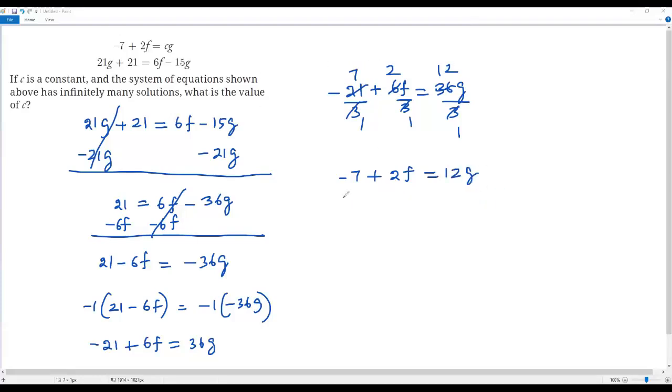Now let me take the first equation over here: -7 + 2f = cg. Now we have both equations in the same form, and since the system has infinitely many solutions, both equations must be the same. Let's compare the corresponding terms: -7, positive 2f, and at the place of c, what do we have? It's 12. Here, c is the coefficient of g in the first equation, and in the second equation the coefficient of g is 12. So at the place of c, we have 12. So the value of c is 12 in this given system of equations.